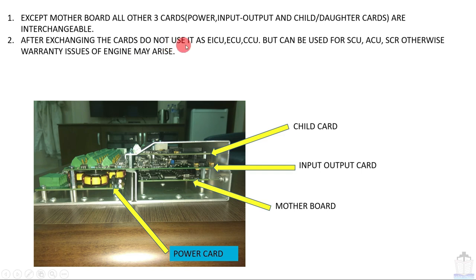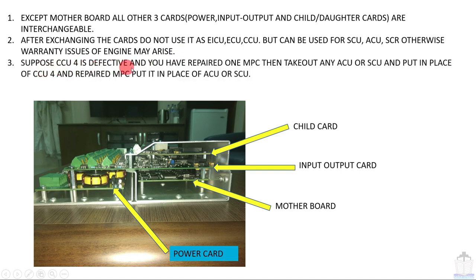After exchanging the card, do not use it as EICU, ECU, CCU, but it can be used for SCU, SU, SCR, otherwise warranty issue of engine may arise. I have already told that this thing you can do only in case of emergency, in the case that you are not left with any spare MPC and somehow you have to run the engine. So if you have 2 or more defective MPC, then you can at least repair one by exchanging all these cards and you can run the engine. Okay. Now we will see this with an example.